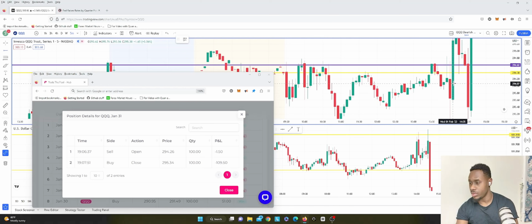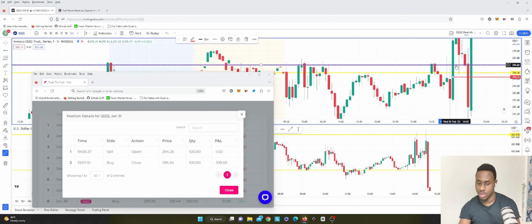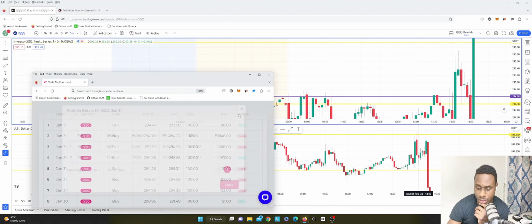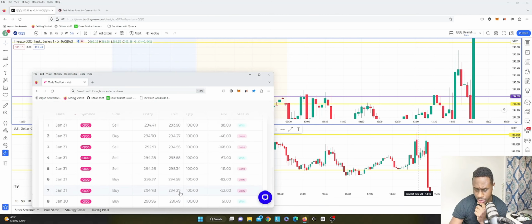29426. So I entered here to the sell side. And then I closed at 29534. So I entered here and got stopped at my stop loss around here. This one was crazy. So that was the loss of 109.50. And so that's this one.